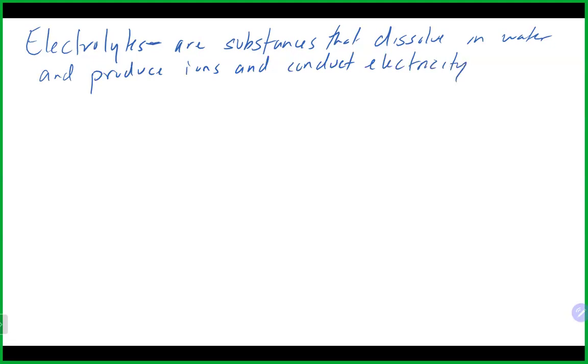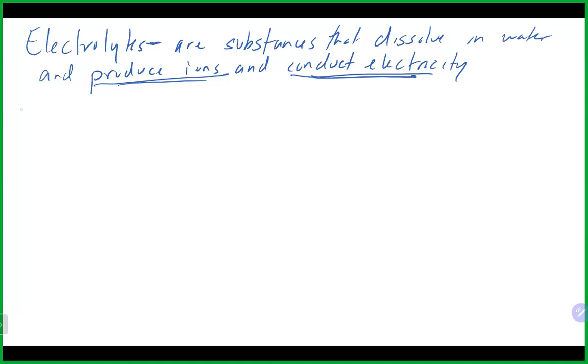So an electrolyte is a substance that can produce ions, and that's really important here for the second part of it, which is conducting electricity. So the presence of those ions, the positive ions and negative ions in solution, is what helps complete the circuit and allow it to conduct electricity.